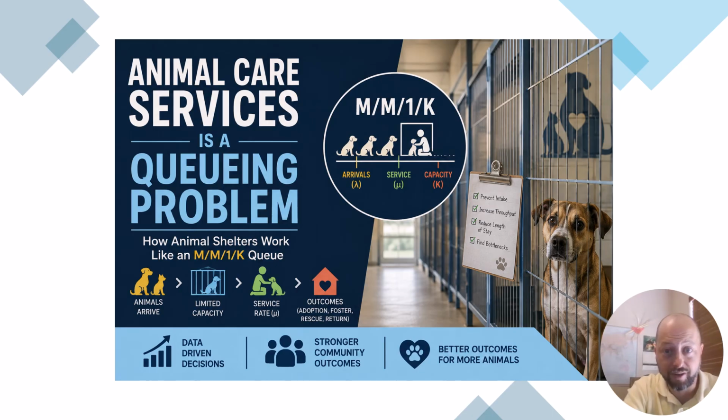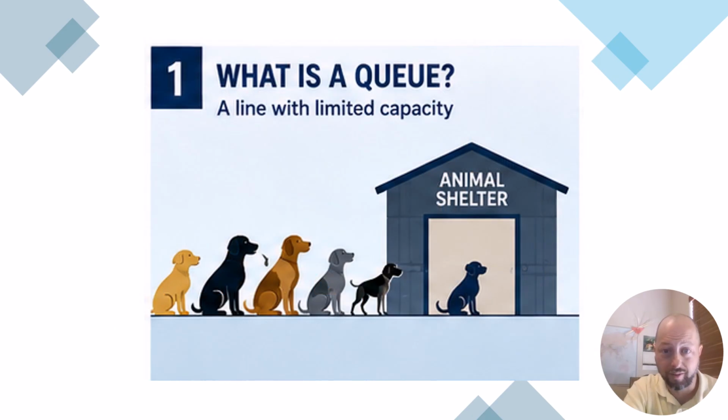But this little equation is actually going to give us a very good understanding of what happens inside animal care services and why simply saying we need more space doesn't actually solve the underlying problem. So let's break it down. First off, what is a queue? Well, it's really just a fancy way that engineers and British people refer to a line.